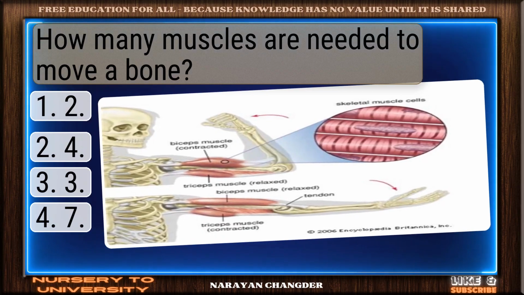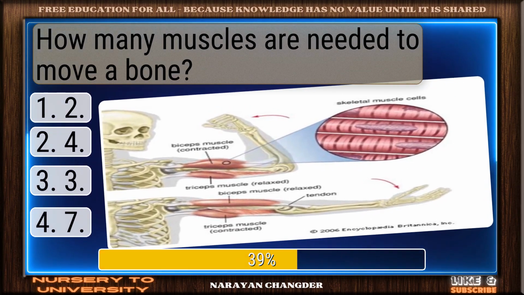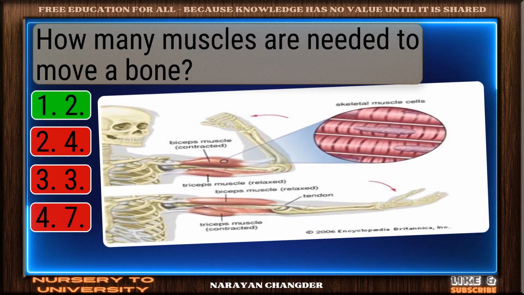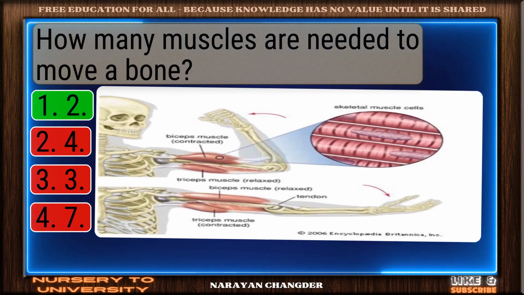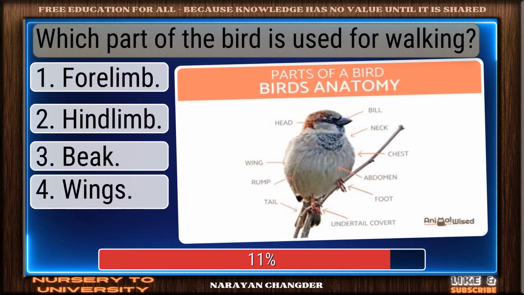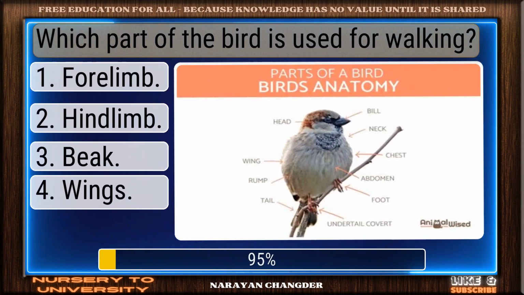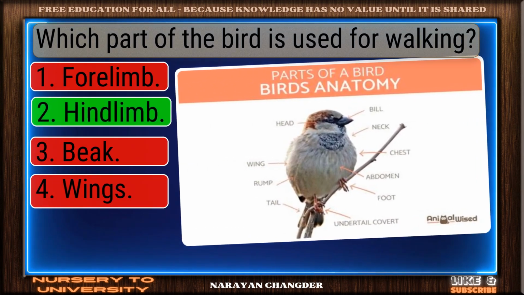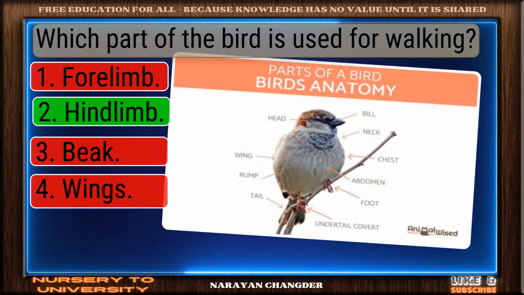How many muscles are needed to move a bone? Good thinking. 2 is the right answer. Which part of the bird is used for walking? Great job. Hind limb is the accurate answer.